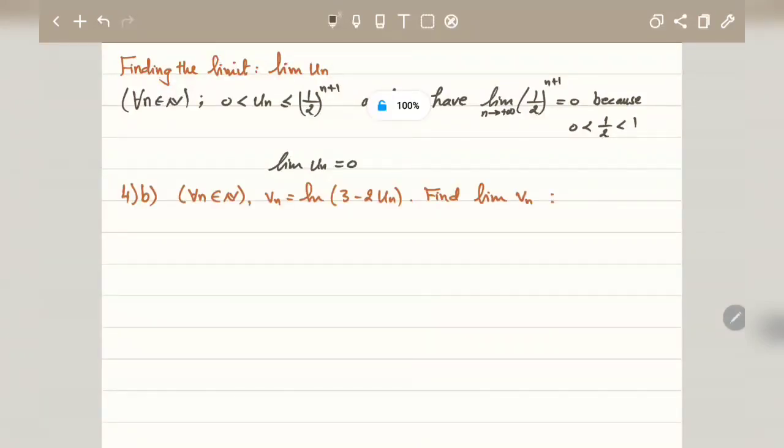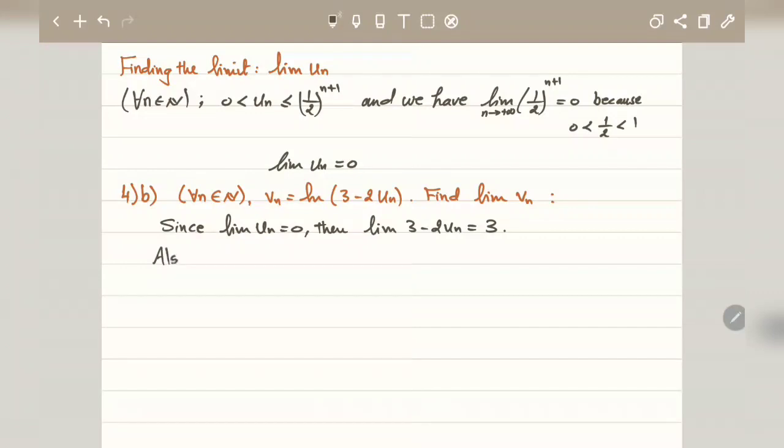For question 4b, we have Vn equals ln of 3 minus 2 un, and we need to find the limit of Vn. So since the limit of un equals 0 from the previous question, then the limit of 3 minus 2 un equals 3 minus 0, which is 3.